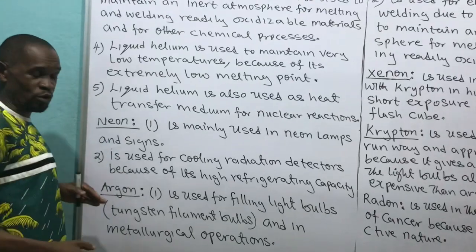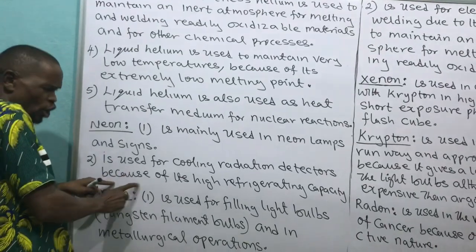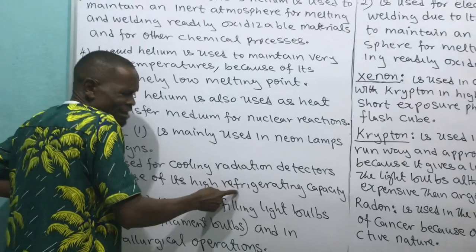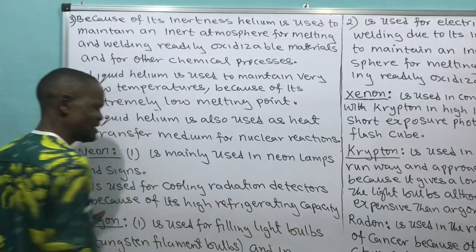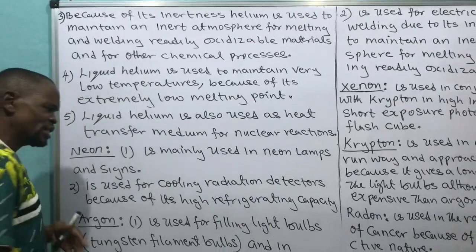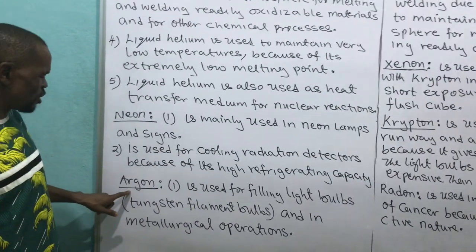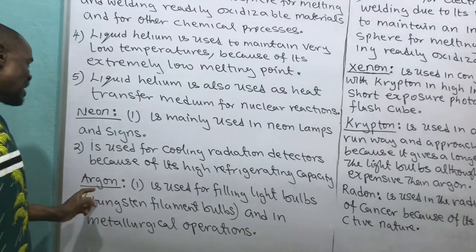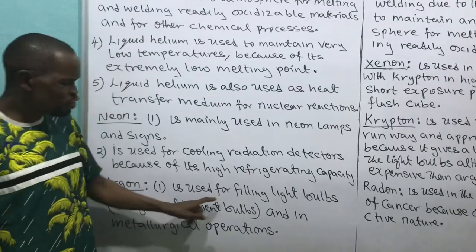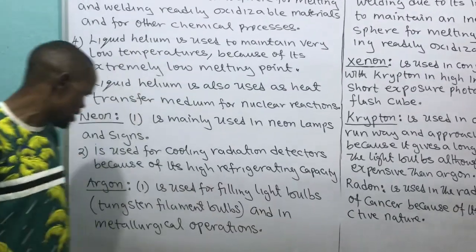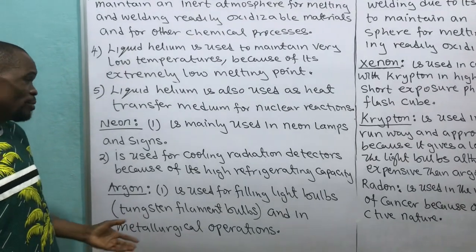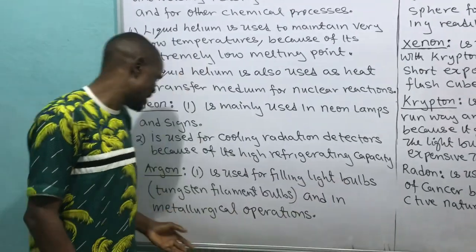Refrigerating what? Cooling agent. We now come here and say, because of its higher refrigerating capacity, you use it to cool the radiation detector. Then argon. Argon, we said, let me look at it now. Argon, number 1, is used for filling light bulb. And which we call, what's that light bulb?